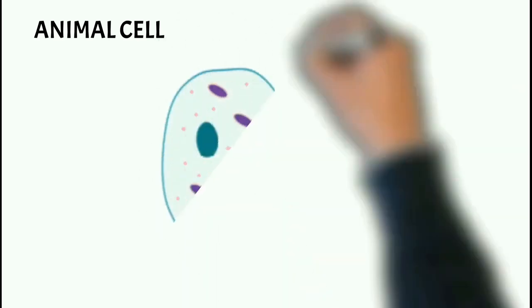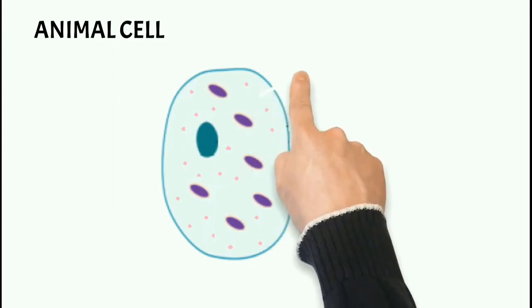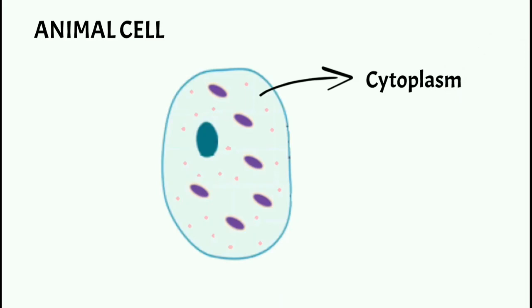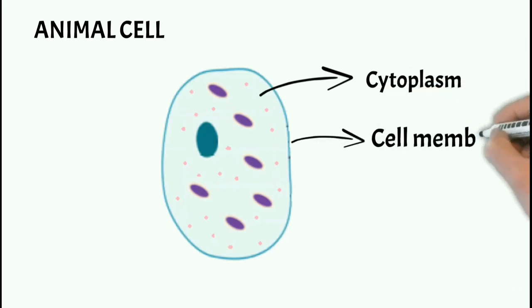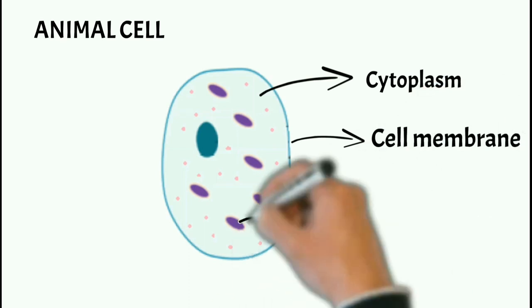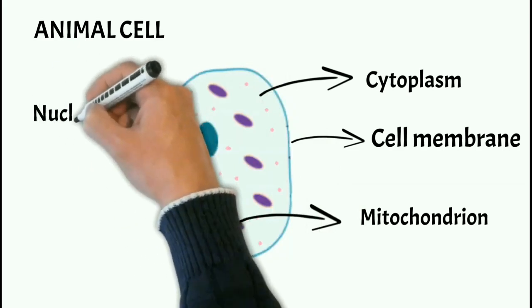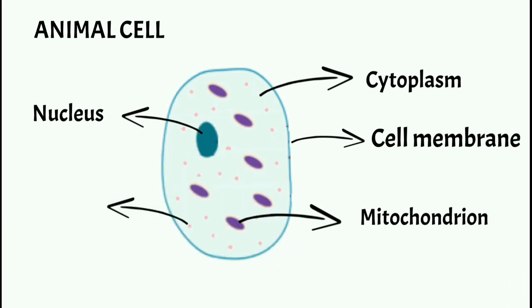Animal cell. First, we will look at the different parts of the animal cell, and then we will go into detail about what each part does. First up, we have the cytoplasm, which is represented in a light blue color in this diagram. Then we have the cell membrane, which is the outer border. Next, we have the mitochondria, which is shown in a purple color. Following up, we have the nucleus. Finally, we have the ribosomes, which are pink in color.